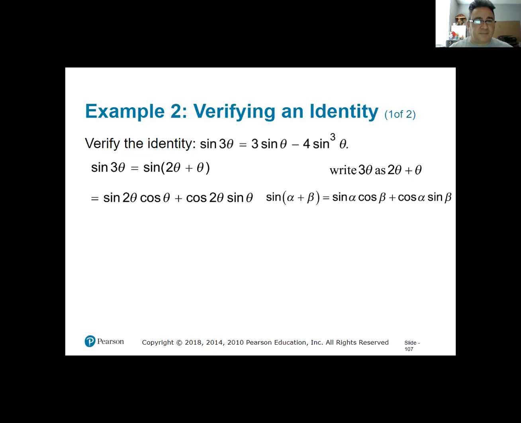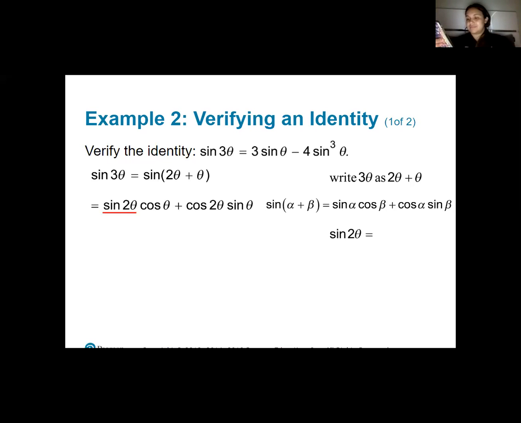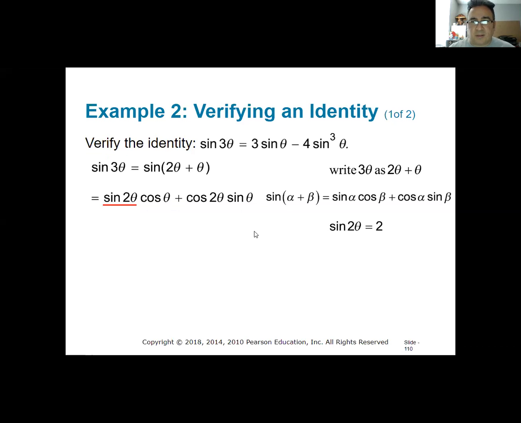So now you're seeing what's happening here, right? So now we do what? We've got to split those up, right? This is sine of 2 theta. Well, what was sine of 2 theta? It's 2 sine of theta cosine of theta.